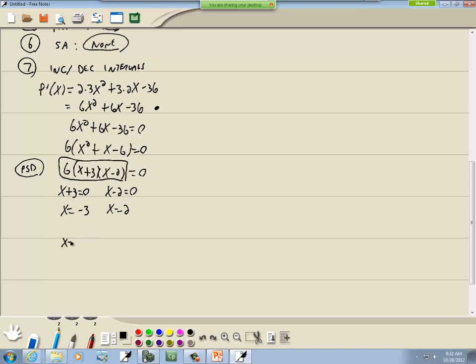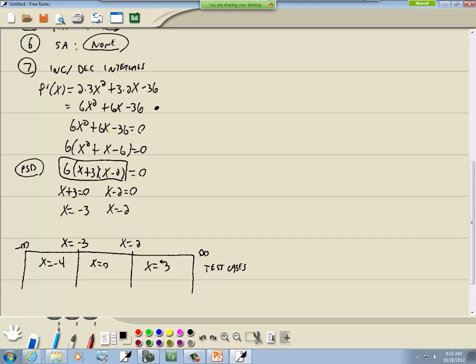Okay, so we want to build our table of intervals. Clear over here is negative infinity. Clear over here is positive infinity. We want to pick test cases. So we want to pick a value between negative infinity and negative 3, like negative 4. Pick something between negative 3 and 2, like 0. And something greater than 2, like 3.